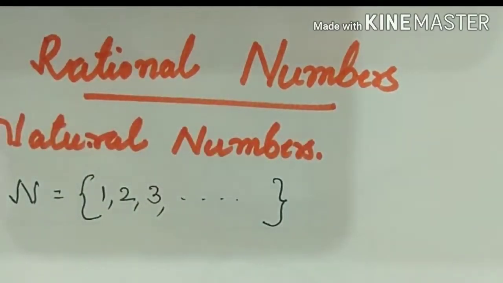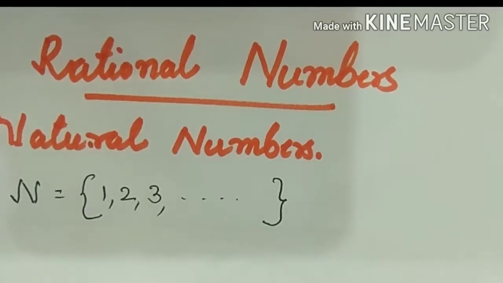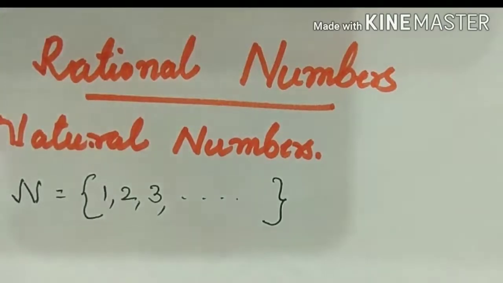First of all, let us learn natural numbers. Natural numbers are numbers beginning from 1 to infinity. The set of natural numbers is represented by the letter N. The smallest natural number is 1 and the greatest natural number is infinity.